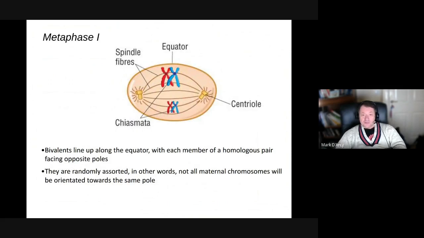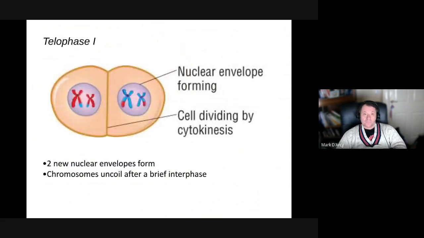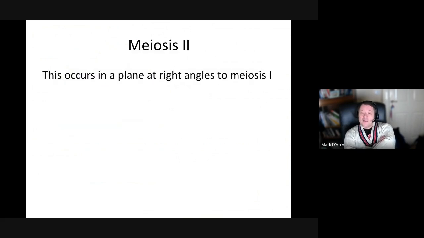Metaphase 1. The chromosomes are lined up by the spindle fibers at the equator of the cell. Anaphase 1. The chromosomes are pulled apart to opposite poles of the cell, sister chromatids together, as the spindle fibers shorten. Telophase 1. New nuclear membranes form with 2 chromosomes at each end, but unique chromosomes. You then go straight to meiosis 2, which occurs in a plane at right angles to meiosis 1.